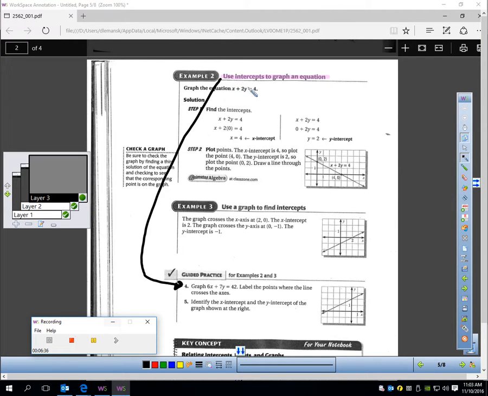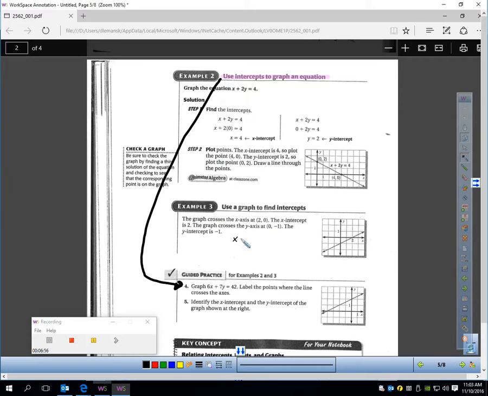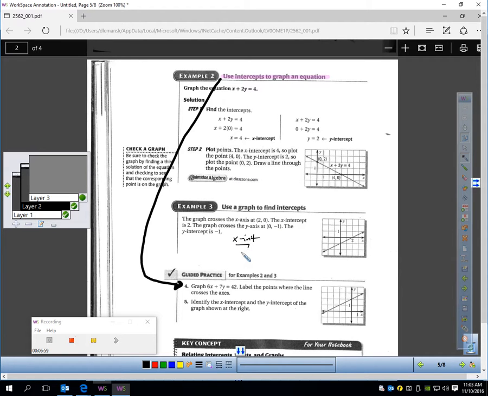We can then use intercepts to graph our equation. They want me to graph 6x plus 7y equals 42. It says label the points where the line crosses the axis. That means find the intercepts, okay? Well, let's do that. Let's get the x-intercept first. We have to plug in a 0 for y. So 7 times 0 is nothing. I'd have 6x equals 42. And I can divide by 6, and x would equal 7. So there's my x-intercept, (7, 0).